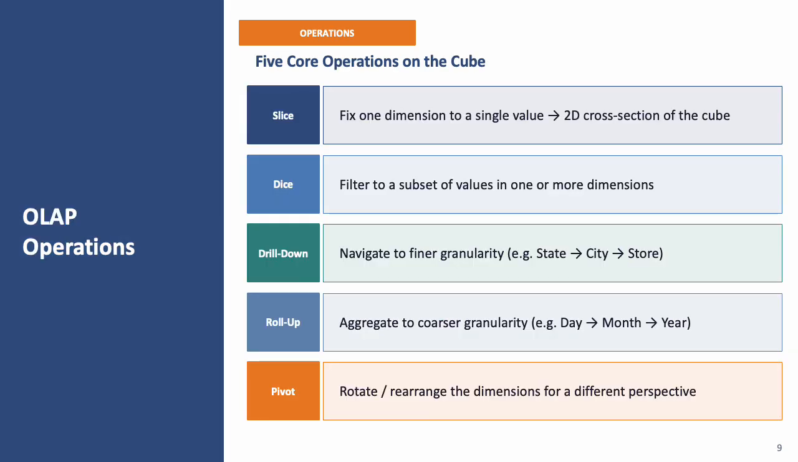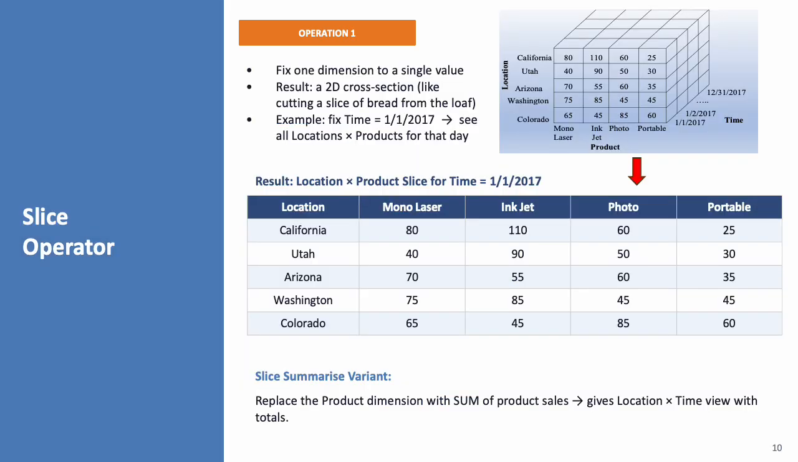There are 5 fundamental operations in OLAP, and they form the vocabulary that analysts use to explore a data cube. You can think of them as 5 different ways of looking at the same data. So let's look at each of them in detail. The slice operation is the most straightforward of the 5.